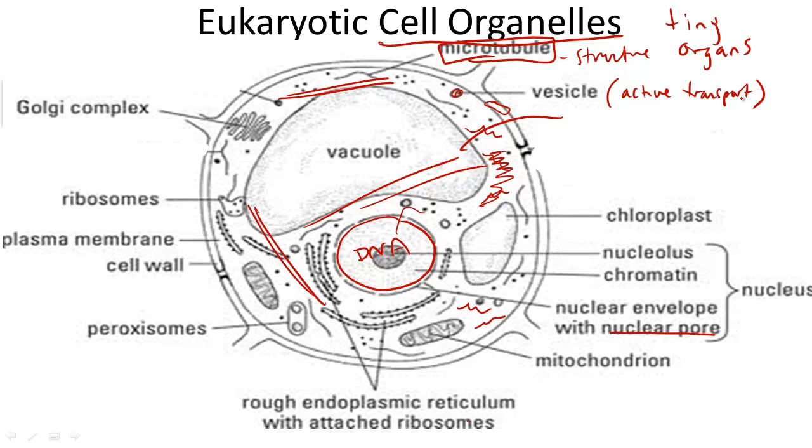Another cell organelle that controls what enters and leaves the cell is the plasma membrane. It's this inner membrane here. Outside the plasma membrane in some eukaryotic cells is a cell wall. A cell wall usually provides rigidity or structure to help it grow tall and strong.